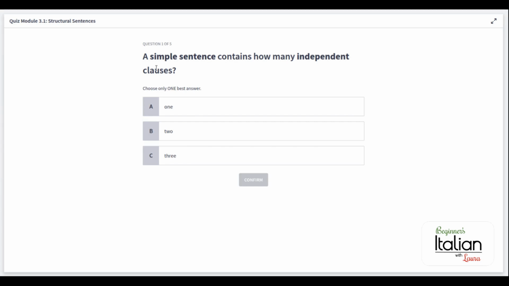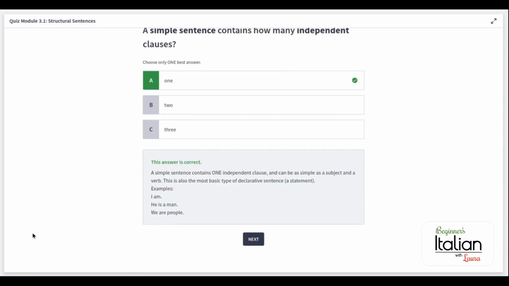Number 1, a simple sentence contains how many independent clauses? Choose only one best answer. A, 1, B, 2, or C, 3. Okay, so the correct answer was A. A simple sentence contains one independent clause and can be as simple as a subject and verb. This is also the most basic type of declarative sentence or a statement. For example, I am, he is a man, and we are people.